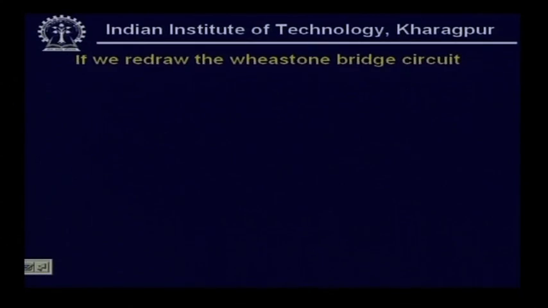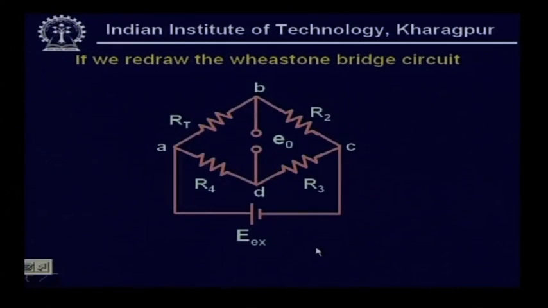Let us redraw the Wheatstone bridge again. We have redrawn the circuit and labeled the nodes A, B, C, D. Taken in clockwise direction, this is RT the thermistor, then R2 carbon resistor, R3 fixed resistor. I should rather say that these resistors R2, R3, R4 are temperature independent. That means if the temperature varies, their resistance does not change. Fine, we can accept that.